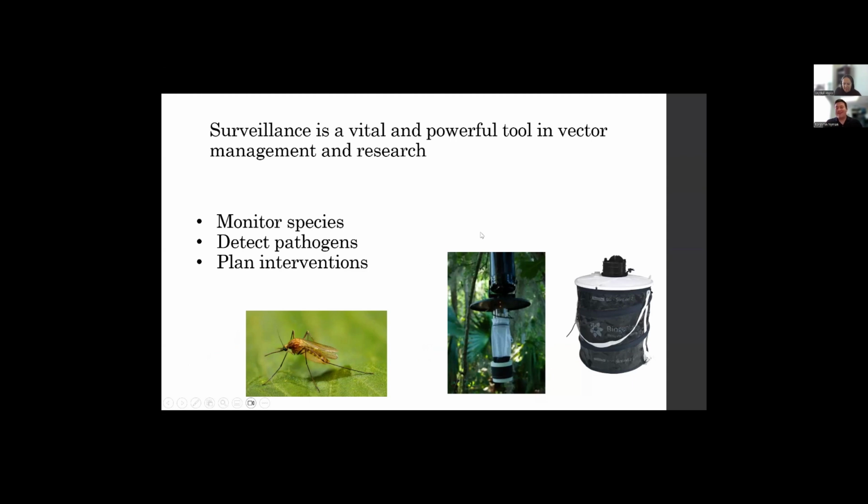As you'll hear today, for both me and Zach, I'm pretty sure, surveillance is a vital and powerful tool in vector management and research. It's maybe the most important tool in integrated vector management because it allows us to do many things. It allows us to monitor the presence and movement patterns of vector species. We can also use surveillance to detect and monitor pathogens of importance. And then from there, we can use this data to plan interventions like abundance-based treatment thresholds or public health interventions if we detect a pathogen somewhere.